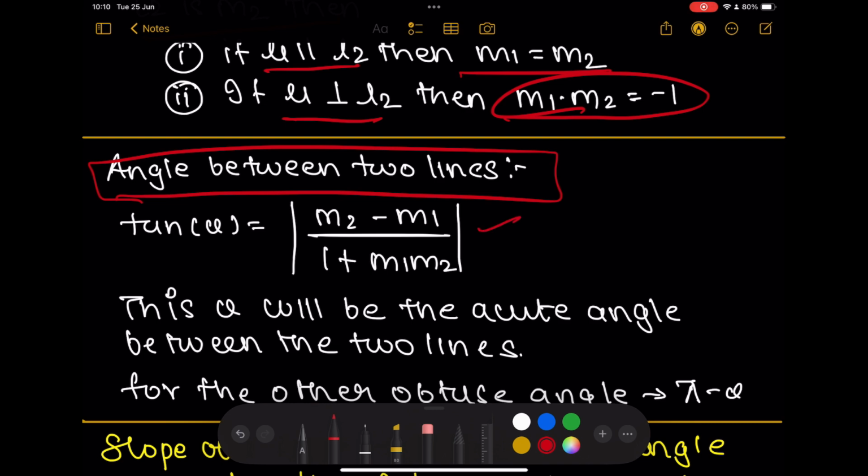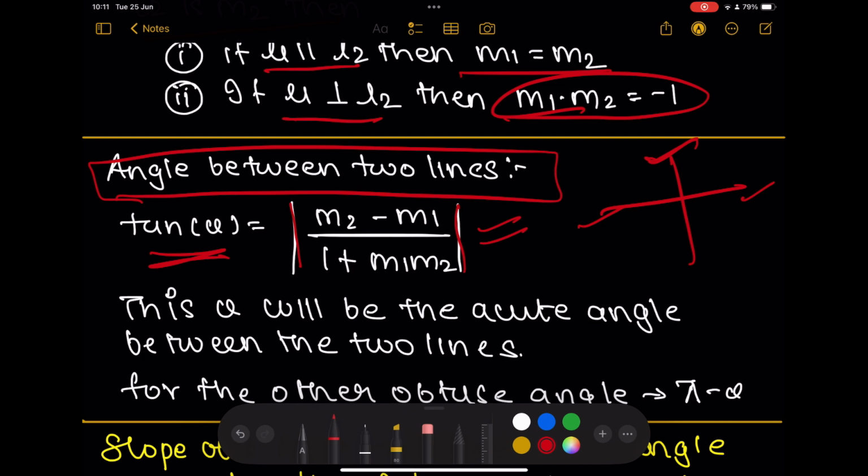So tan theta will be equal to mod of M2 minus M1 by 1 plus M1 M2. Now, why are we using mod here? You have learned in trigonometry that between 0 to pi by 2, tan will be positive, and between pi by 2 to pi, tan will be negative. So why are we using mod? Because you want tan to be positive. Why? Because in the JEE syllabus, whenever they ask angle between two lines, we need to consider the acute angle value, not the obtuse angle. And if you want to take the acute angle, this value must be positive. That is why we are applying mod here.